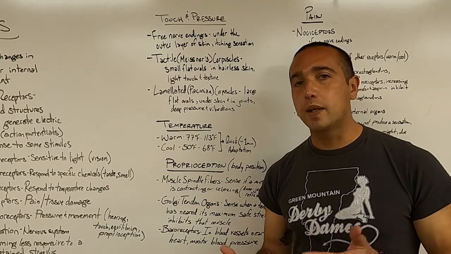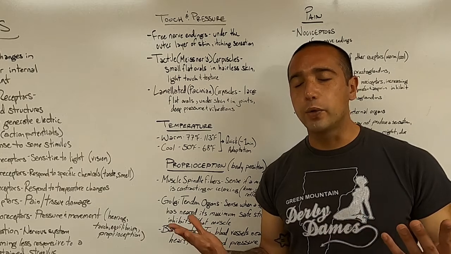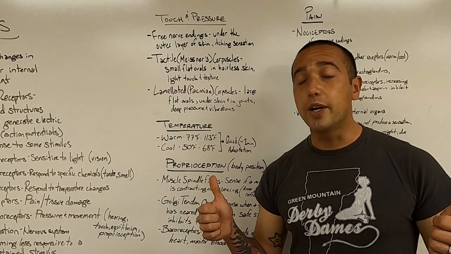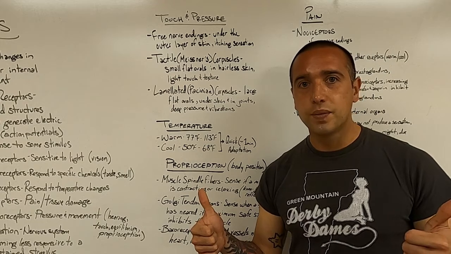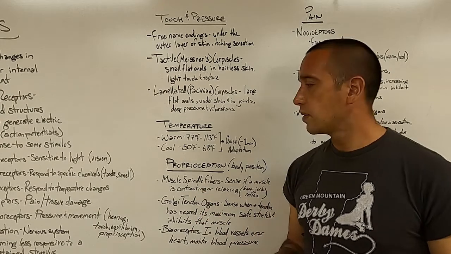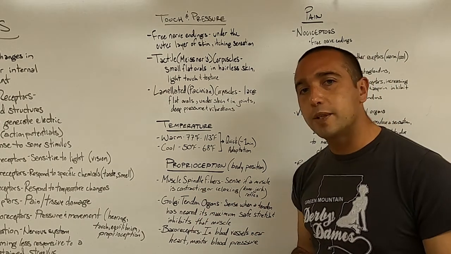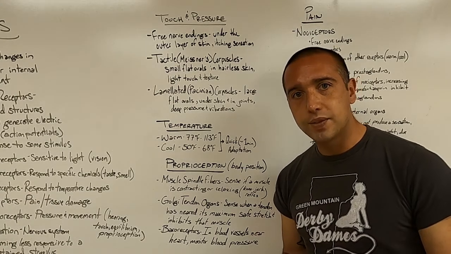Proprioception is how you can close your eyes and know where your limbs are, what you are doing. I know that I'm giving thumbs up, even though I can't see my thumbs. And it's because of things called muscle spindle fibers and Golgi tendon organs.